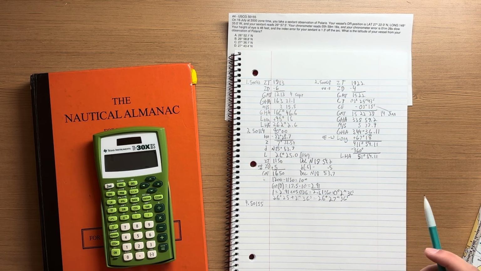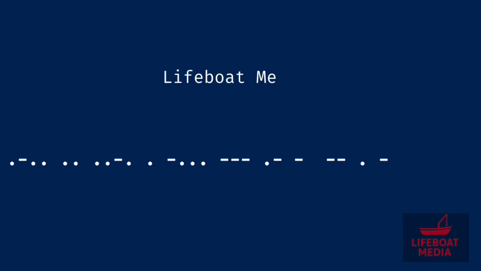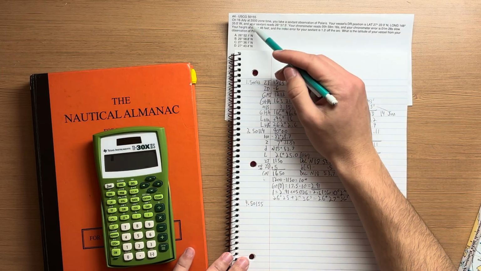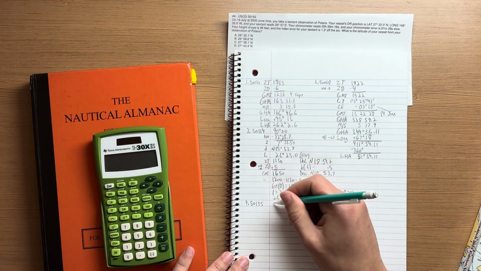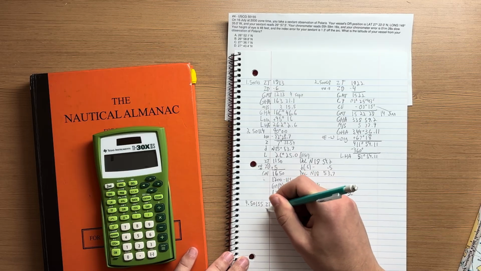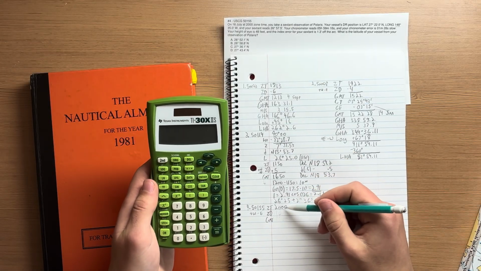Hello. So in this video, we're going to find the latitude of our vessel using the observation of Polaris. To start, let's begin with the time. The zone time is 2000. So now we have our zone time.